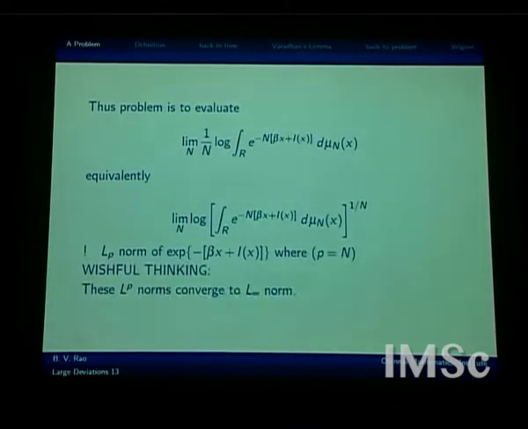Beautiful. Why is that beautiful? Because forget about the limit and log, look at that complicated factor. It is e to the power of minus beta x plus I x raised to the nth power, integrate, take the nth root, that is what you did. Therefore, this is nothing but the LP norm. Okay.